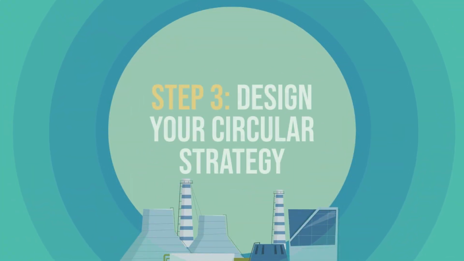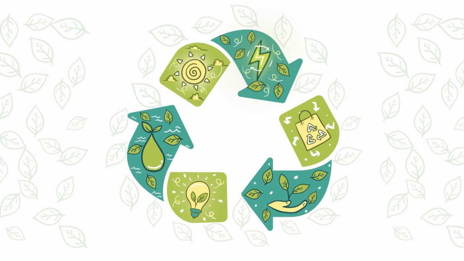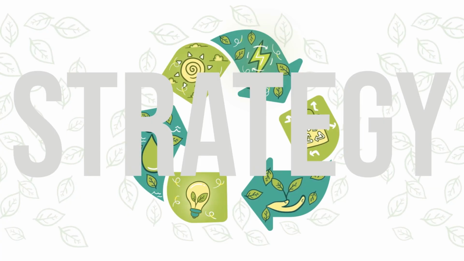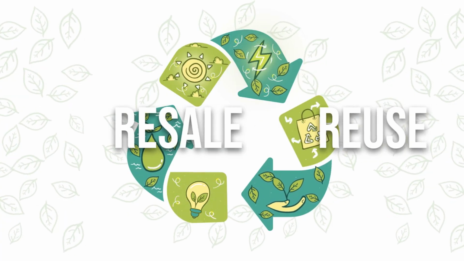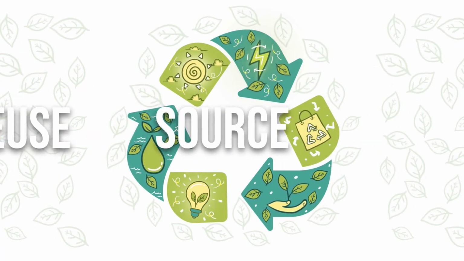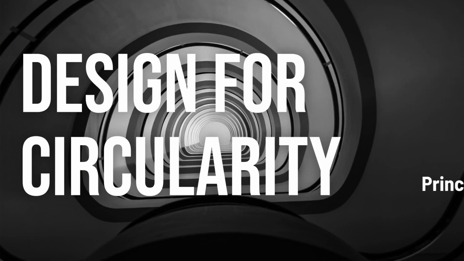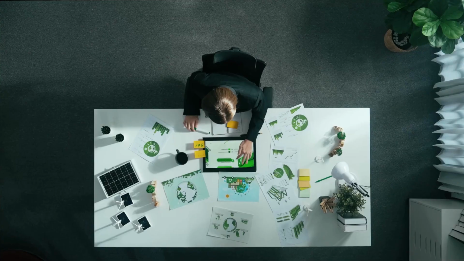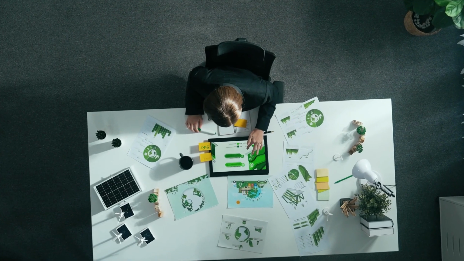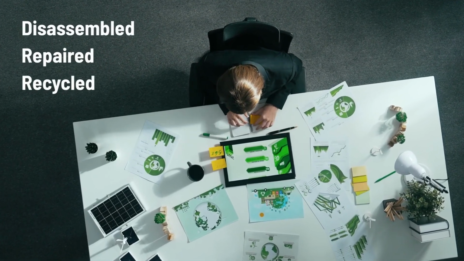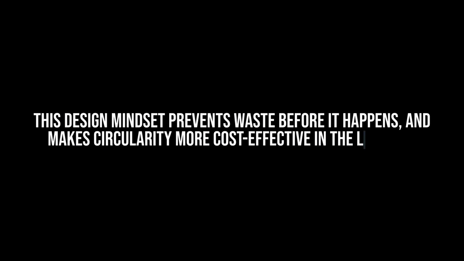Step 3. Design your circular strategy. With opportunities identified, it's time to design a clear strategy. Define how each waste type will re-enter the system, whether through resale to third parties, internal reuse, or elimination at the source. At this stage, apply design for circularity principles. Rethink how products, packaging, and materials are created in the first place so they can be easily disassembled, repaired, or recycled later on. This design mindset prevents waste before it happens and makes circularity more cost-effective in the long run.